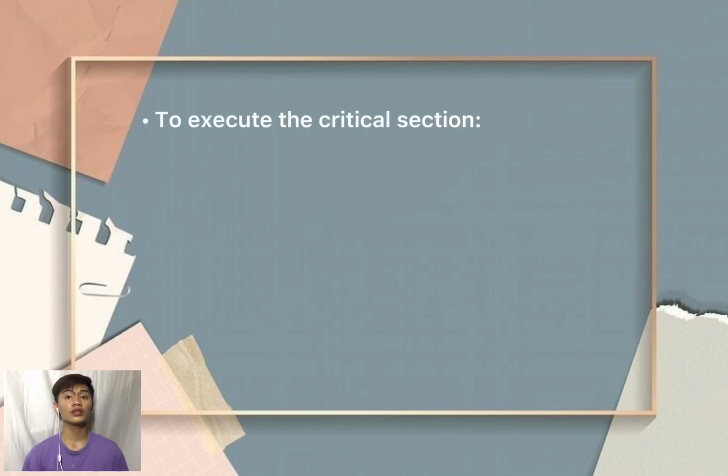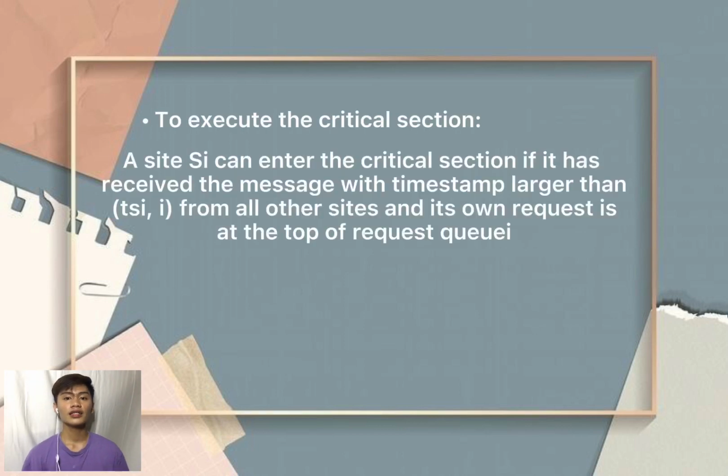To execute the critical section, a site Si can enter the critical section if it has received a message with a timestamp larger than TSi from all other sites and its own request is at the top of its request queue.